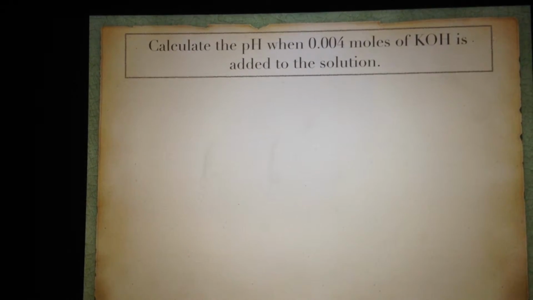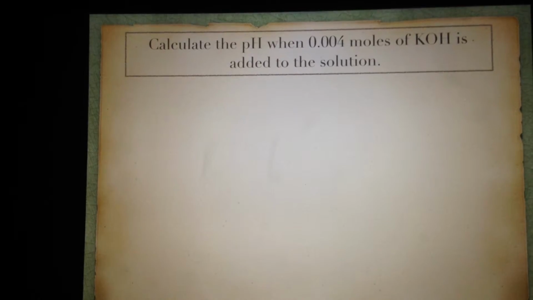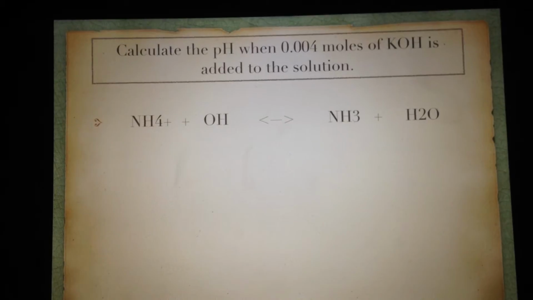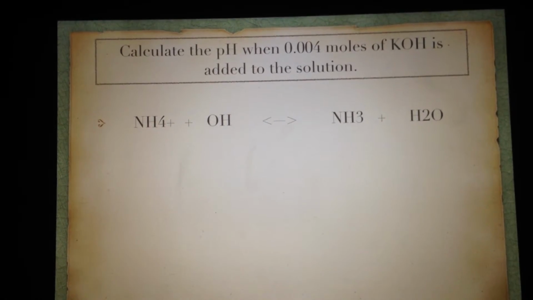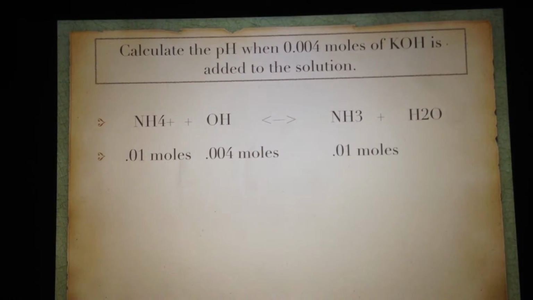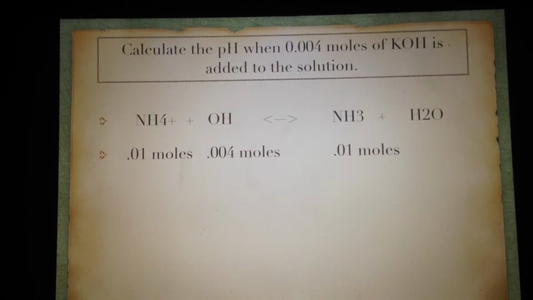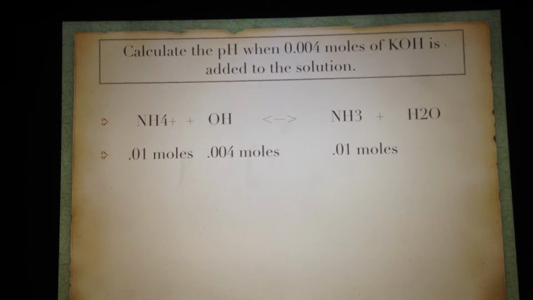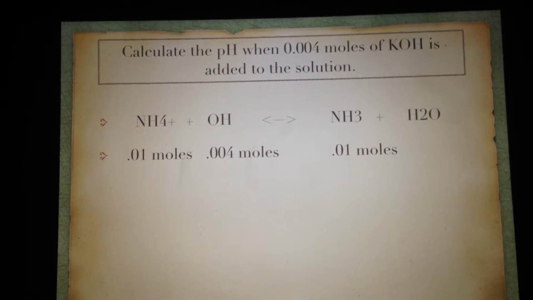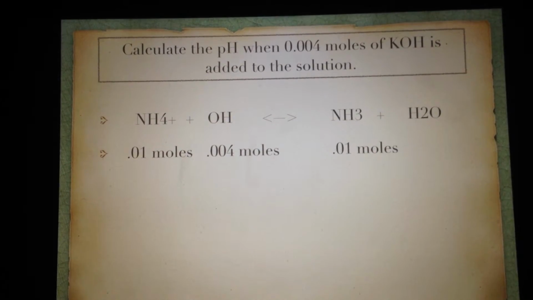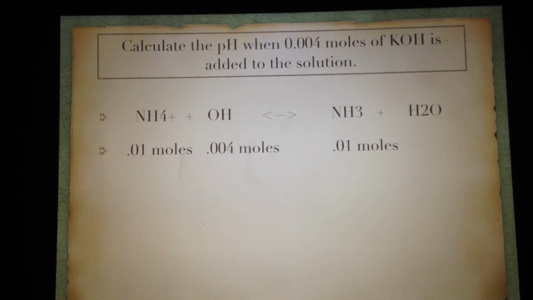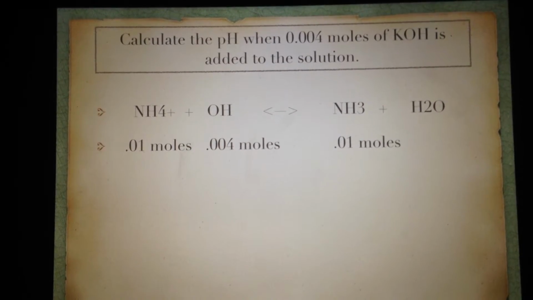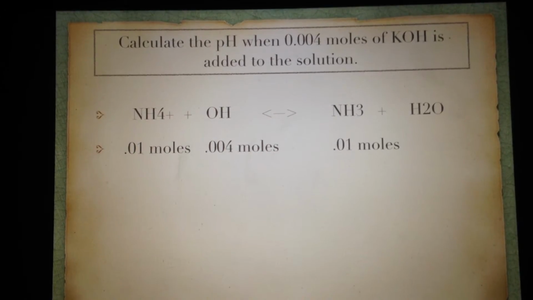which shows it is basic. Now you calculate the pH when 0.004 moles of KOH is added to the solution. You switch it up because you're adding base to the acid. So you set up an ICE chart, and this is where you convert from molarity to moles. You have 100 milliliters of NH4 and NH3, so you multiply the molarity by the liters, and you get 0.01 moles of both the base and the acid, and you add the base.